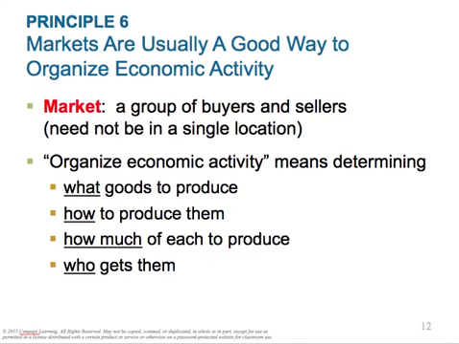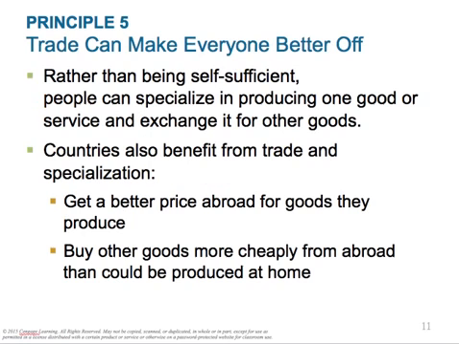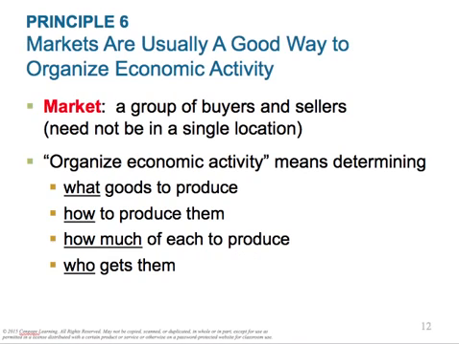The sixth principle is markets are usually a good way to organize economic activity. A market is a group of buyers or sellers, and they need not be in a single location, especially in this day and age, which makes principle 5 a little easier, because when electronics can be produced more efficiently or less expensively in Asia than they are in the US, it's a good thing that markets don't need to be in a single location, because we can trade certain goods for electronics in other areas.